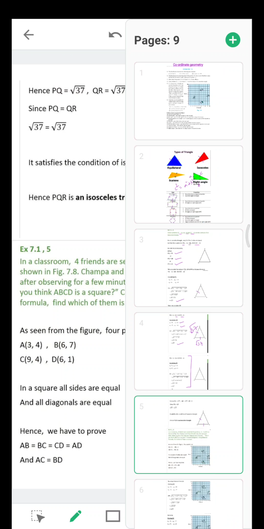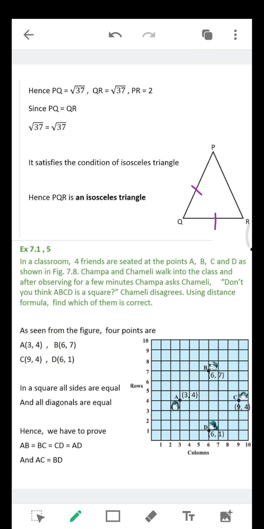Now next question is about the question number 5. This is about a quadrilateral. In a classroom, 4 friends are seated at the points A, B, C and D. You can see the location of 4 friends in a class, okay. So Champa and Chameli, okay, very interesting names, walk into the class, and after observing for a few minutes, Champa asks Chameli, don't you think ABCD is a square? Chameli disagrees. So using distance formula, you have to find which of them is correct. So Champa is saying that it is forming a square, but Chameli disagrees.